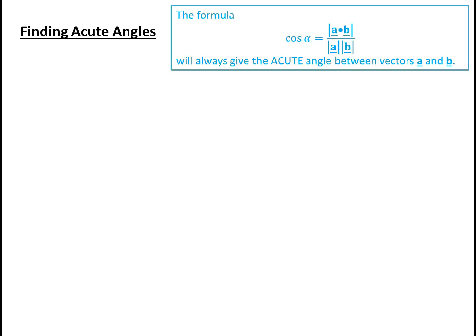Now, first of all, we just need to have a quick way of ensuring that we can find an acute angle. And the result we're going to be chasing is that the formula cos alpha equals the modulus of the scalar product of A dot B divided by the length of A times the length of B will always give us the acute angle between the two vectors A and B. We're going to find this result useful in both this video and the next one. So let's try and see why this result is true.